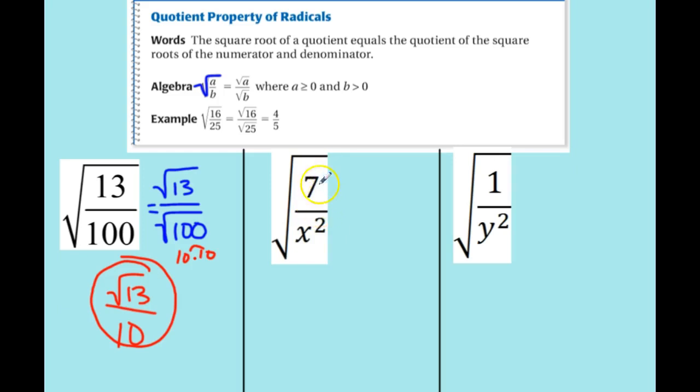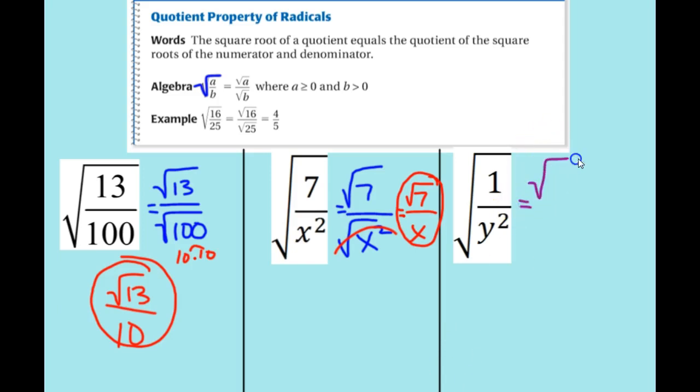Then our next problem, square root of a fraction is the same as the square root of the top and the square root of the bottom. Well, a square root and a square are opposites, so those cancel out, and we have the square root of 7 over x. And our last one, same as the square root of what's on top and the square root of what's on bottom.